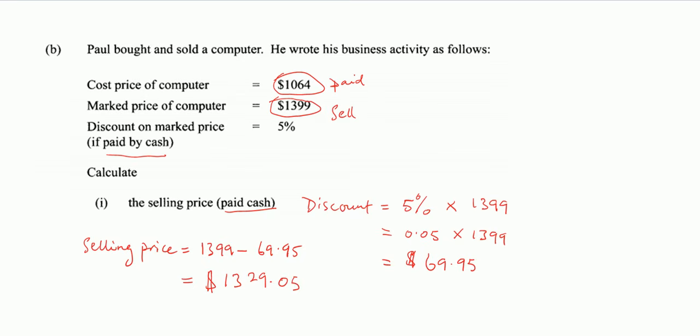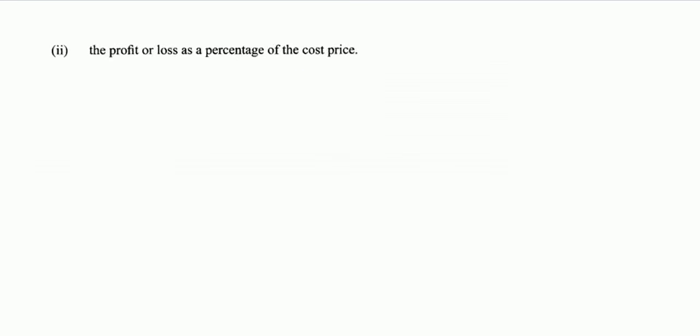Alright, so the first thing we had to do was to work out the discount, and then we take the discount and we minus it from the mark price. Okay, and then the part 2, they said what is the profit or loss as a percentage of the cost price. Alright, so they want the profit or the loss as a percentage of cost price.